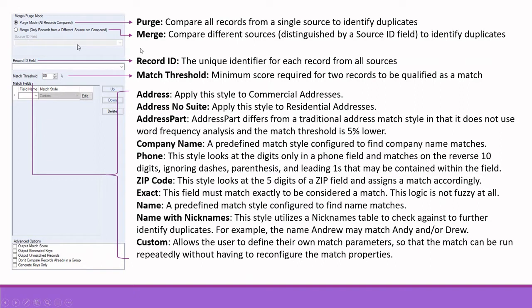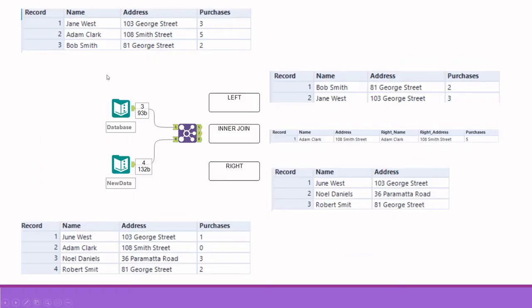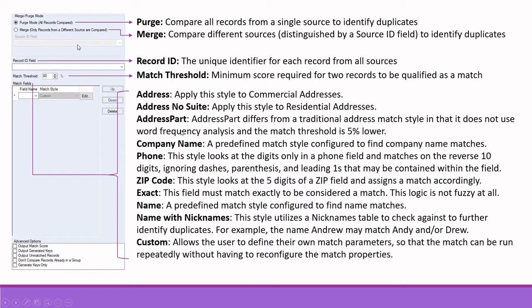In contrast to purge, the first case where we had data from the database and new data over here is an example of what a merge is. We're comparing different data sources to identify duplicates. We need a source ID field to be able to distinguish the different data sets. And generally, we should try to purge each data source first before merging to speed up the process, as merge is quite a computationally expensive activity. That's why removing or identifying duplicates in each data source first is a good idea.